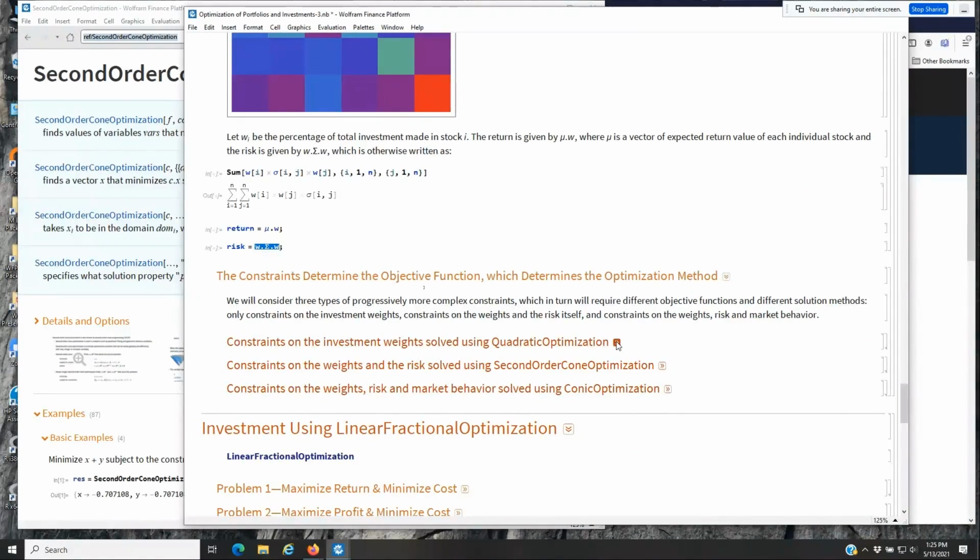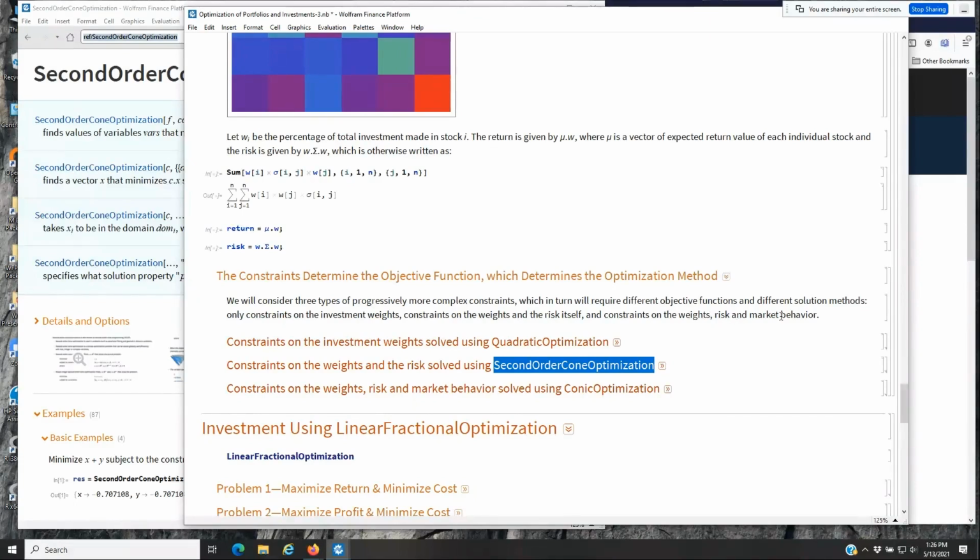So let's now look at how this changes when we increase the number of constraints. Starting with, we're always going to be trying to minimize the risk. Then the double inner product forces us into a situation where quadratic optimization is the best approach to use. Suppose I put some additional constraint on the weights and the risk. Then I'll have to go to second order cone optimization.